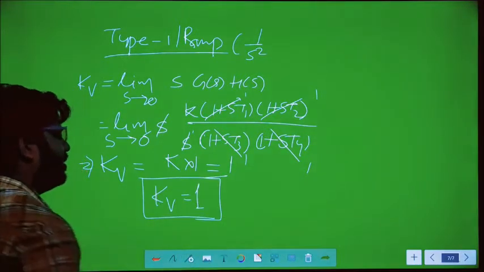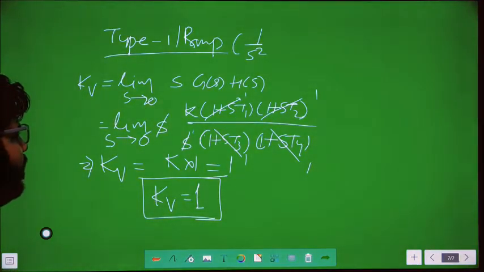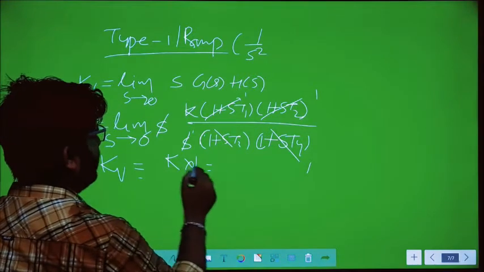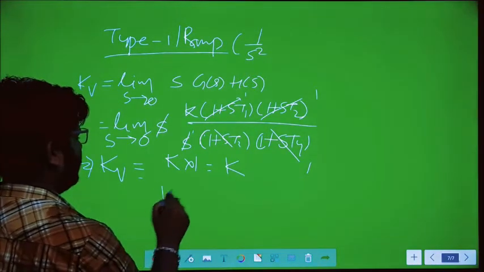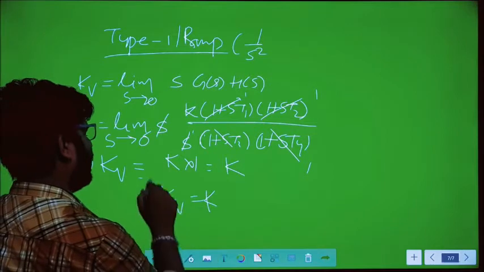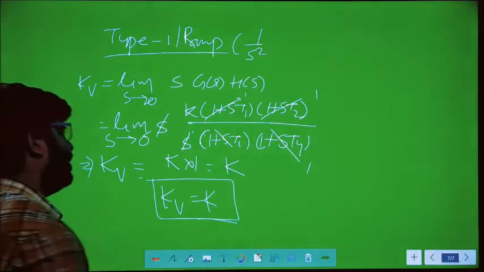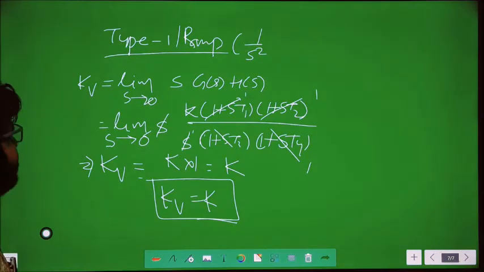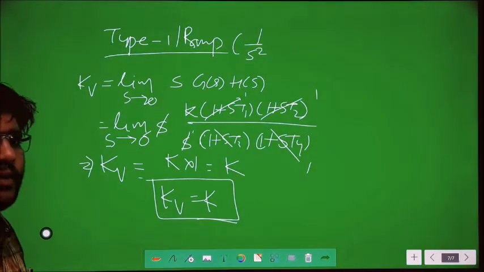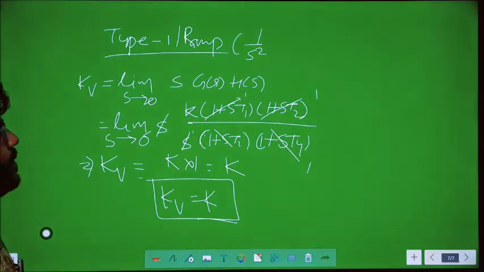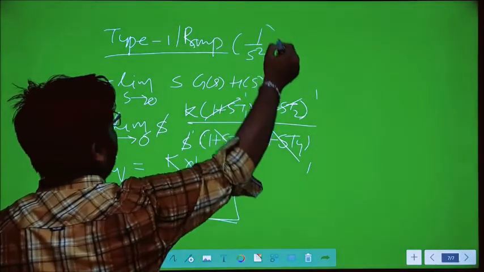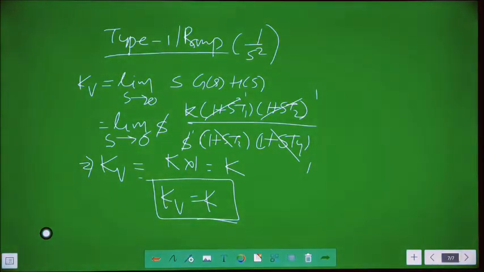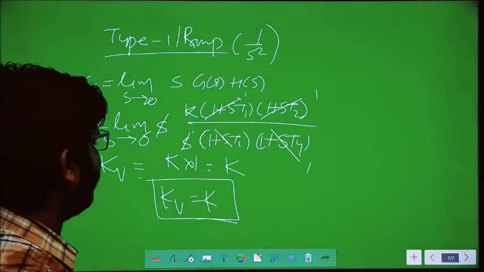I mean, excuse me, K into 1 is equal to K, that means Kv is equal to K. So it is very clear that we'll have some constant error throughout the signal. That means whenever my system is a type 1 system and continuously I am applying a ramp input, then after steady state, when time reaches infinity, I am getting a constant level of error.